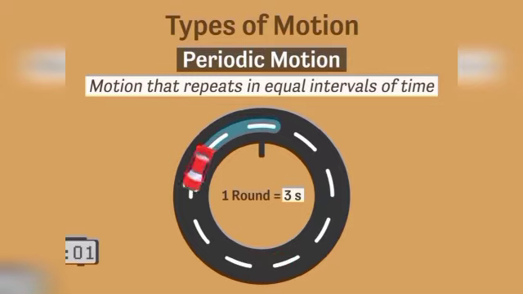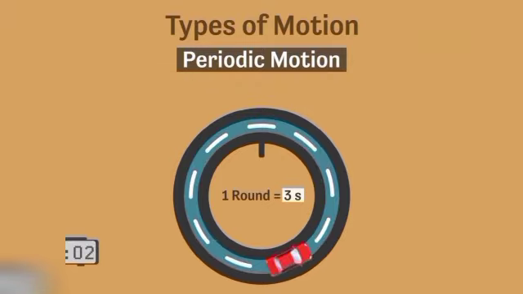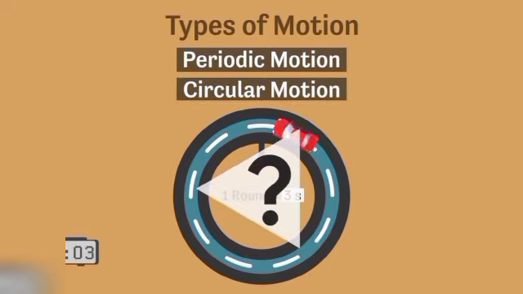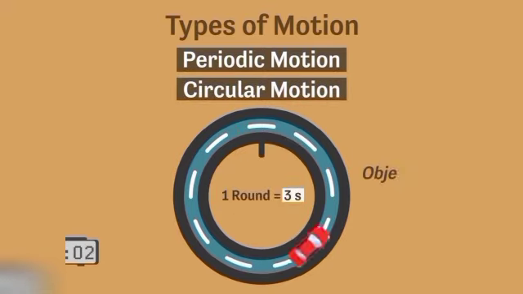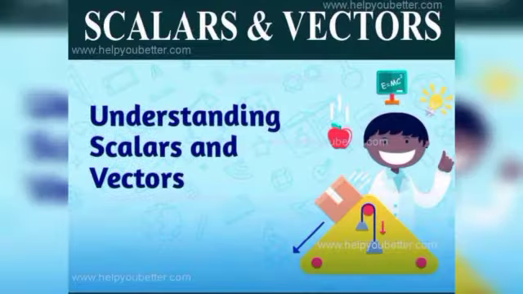But wait a moment. This object is moving along the circumference of a circle, so it is also undergoing circular motion. So what you conclude from this example, we can say that one object can undergo more than one type of motion. Understanding scalars and vector quantities.